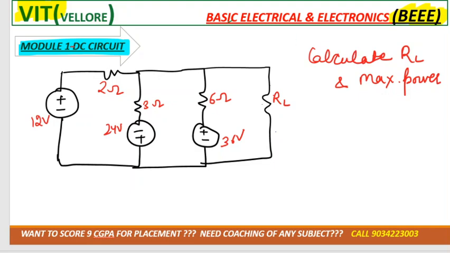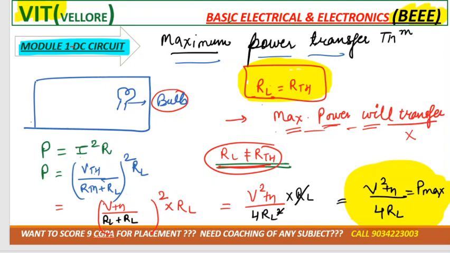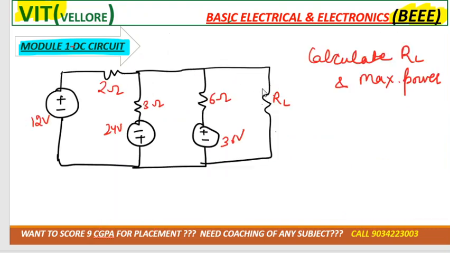See, this question we have to do by maximum power. For maximum power, we'll have two conditions: RL is equal to RTH, and the maximum power formula is VTH squared over 4RL. So in this question, we need to calculate RL, right? Can we say that RL must be equal to RTH? Yes or no? This is your university exam question only.